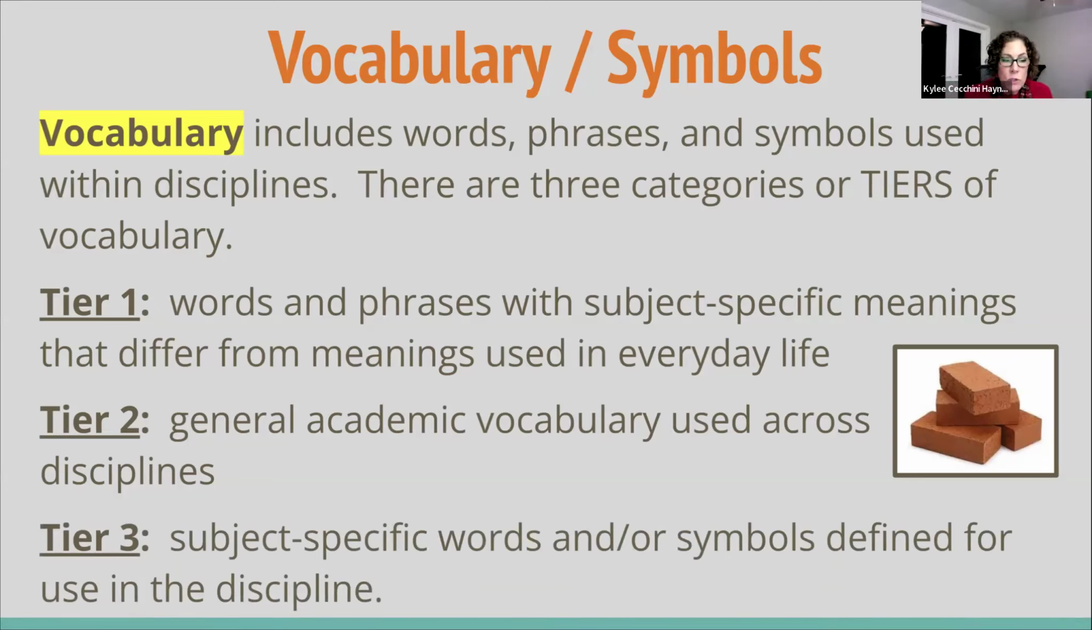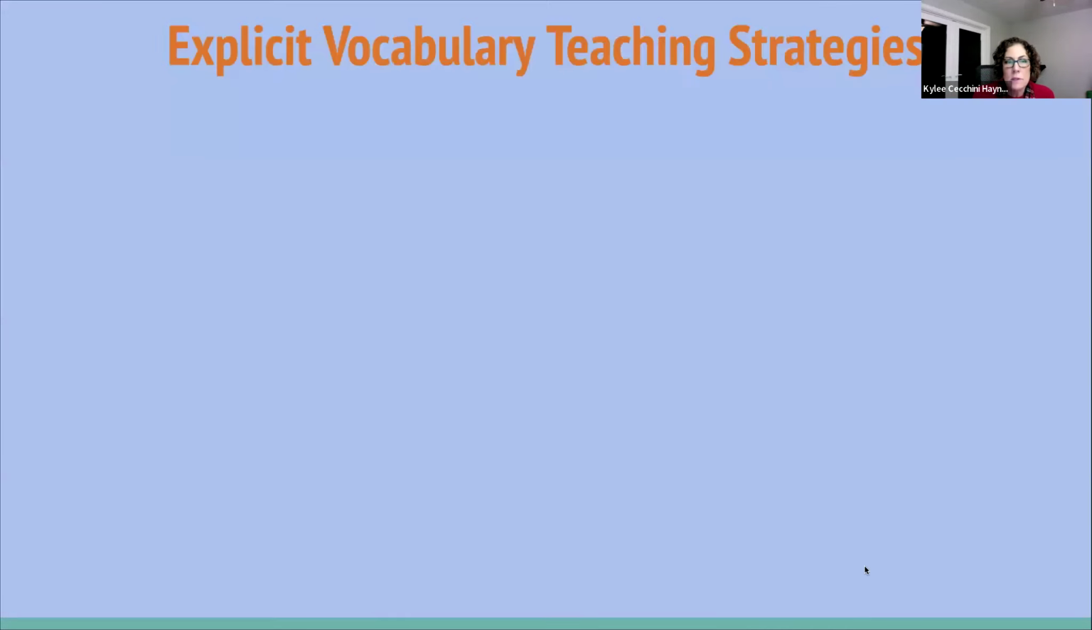And then tier three words are those subject-specific words or symbols that are used in the discipline. Words like mitosis or monarchy or sonata or isosceles. So they're used specifically in a subject. In math, the sign for pi is a specific symbol that is specific to that subject. Okay, so tier one, two, and three. Vocabulary, but they're words, they're bricks. One, two, three, right? They're words.